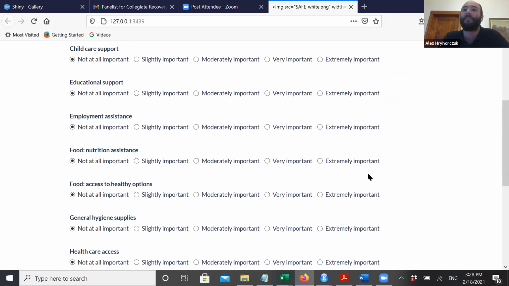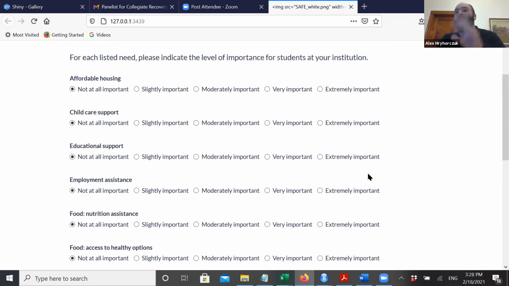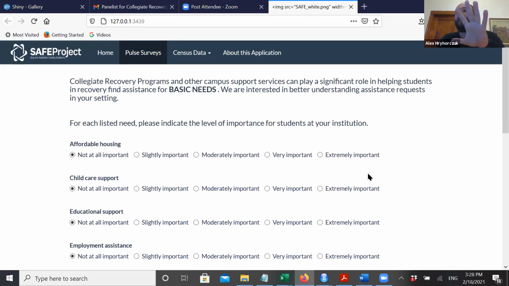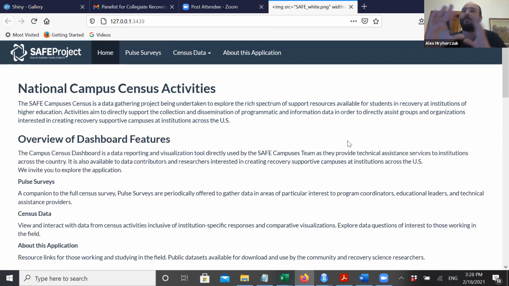And the idea is that you would get right away a snapshot of how people have responded to this little snap survey. So you could get some information that way, and that could be updated from time to time.